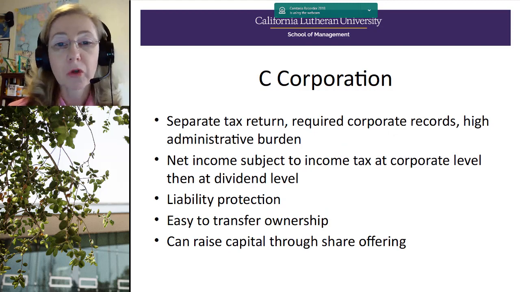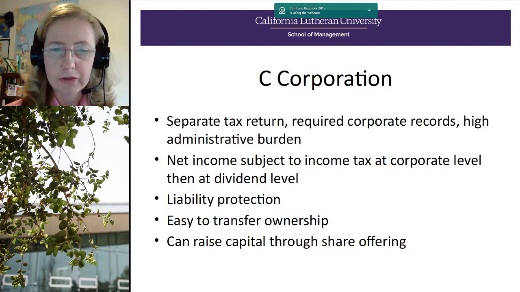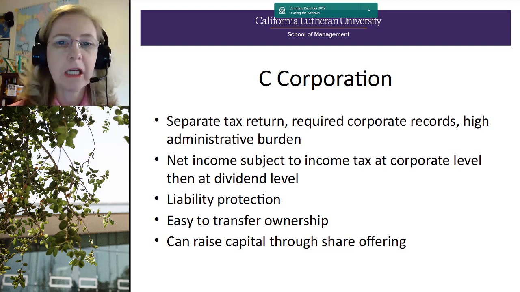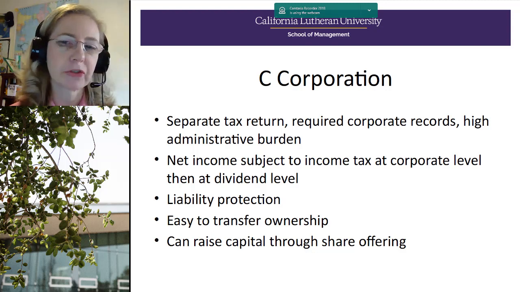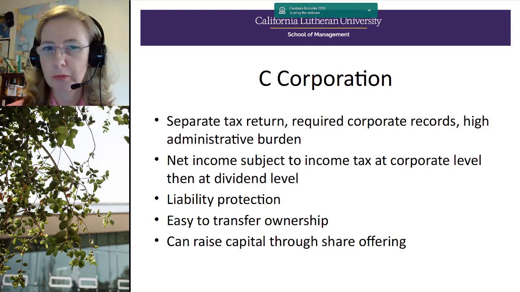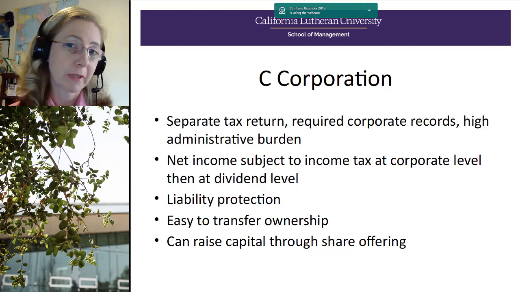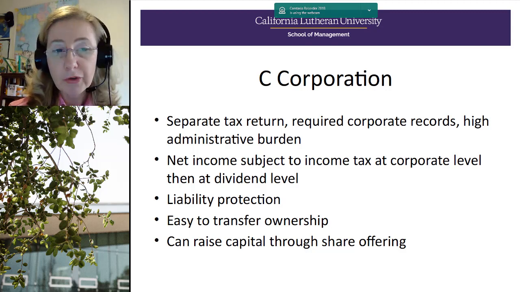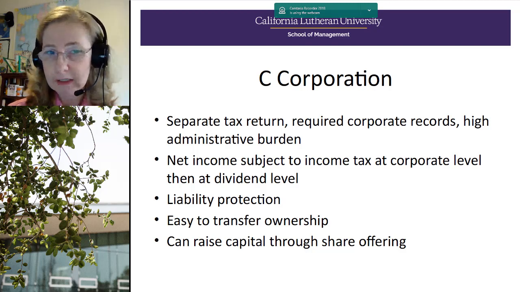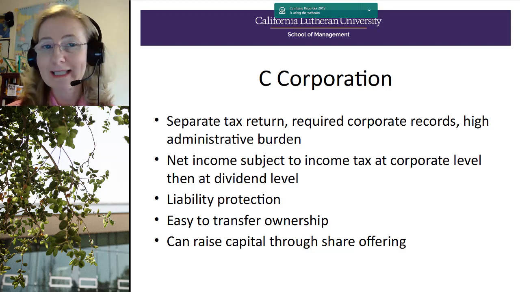Now, the final form of business we'll talk about is the C corporation. Just like the S corporation, partnership, and LLC, the C corporation files a separate return. It has by far the highest administrative burden because it's got those corporate records, the meeting minutes. Corporations are required to pay dividends, and so there's some bookkeeping that goes along with that. Extremely high burden. In contrast to all of the other types of entities we've talked about, the C corporation actually pays tax at the entity level.